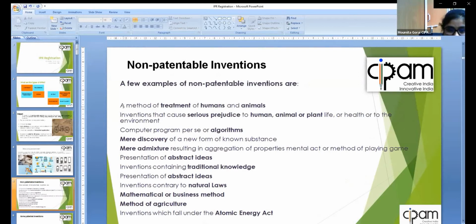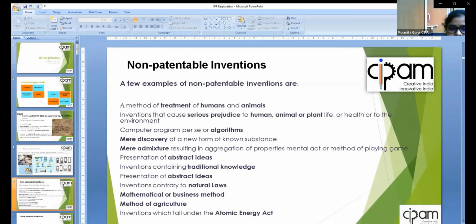Inventions causing serious prejudice to human, animal, plant life. For example, during World War I, the guillotine, which was invented in France, used for killing people, such type of invention cannot be patented. Computer program per se, algorithm. Computer programs come under copyright.